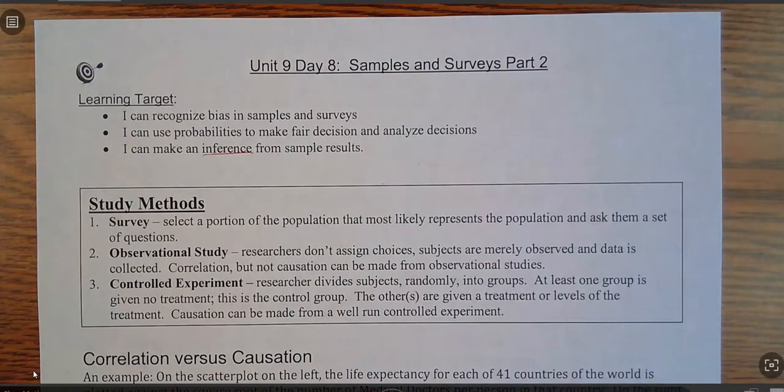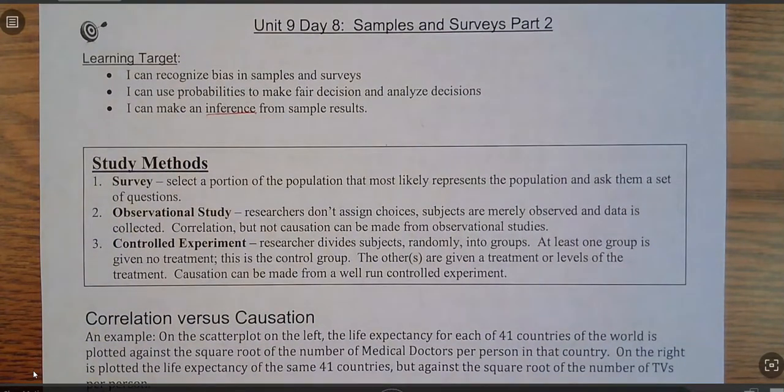So there are 3 different study methods. Yesterday there were 4 different ways to take a sample, good and bad. Now these are study methods, so a little bit different. One would be to take a survey: select a portion of the population that most likely represents the population and ask them a set of questions. That's kind of what we did yesterday with some sampling.